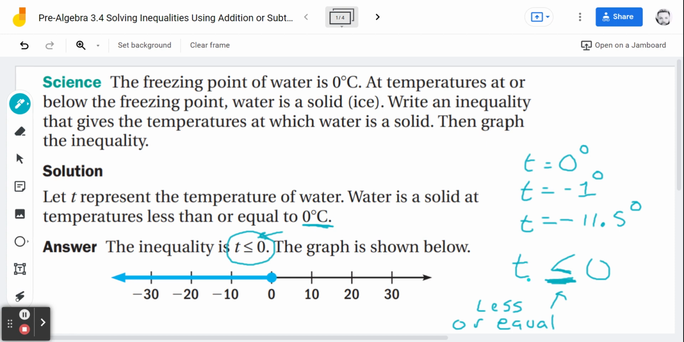Okay? Another thing you should write down in your notes is that the other inequality symbol pointing to the right is greater than, and then as soon as I put this little equal sign there, or equal.